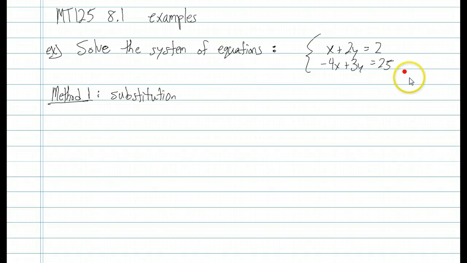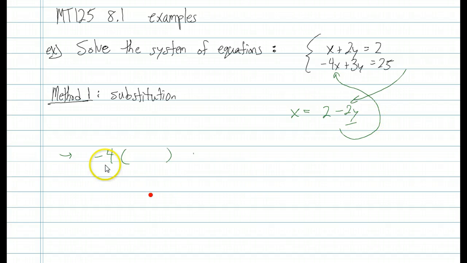Now looking at this system, it's pretty clear that the first equation is going to be easiest for us to solve for x. So that's what we'll do. We'll solve the first equation for x and then substitute that expression into the second equation, and then eventually solve for y. So to solve the first equation for x, we're just going to subtract 2y from both sides, and that gives us x equals 2 minus 2y. What we want to do now is take that expression and substitute it for x in the second equation. Hence the name of the method, substitution.